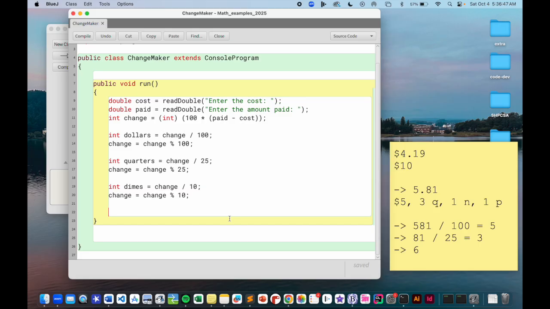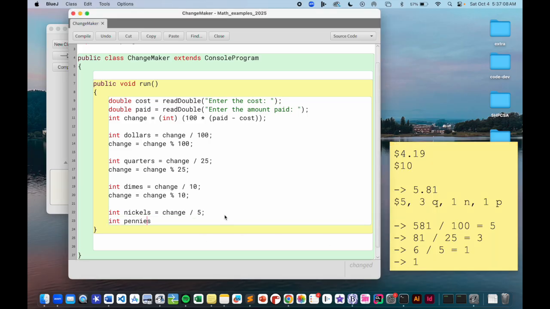And we're on the last one. Int nickels equals change divided by 5. In this case, if I divide this by 5, I'm going to get 1. Well, 1.2, but we know integer division, that's going to be 1. How much am I left with is actually just 1, and isn't that exactly the amount of pennies? So let's do int pennies equals change mod 5.